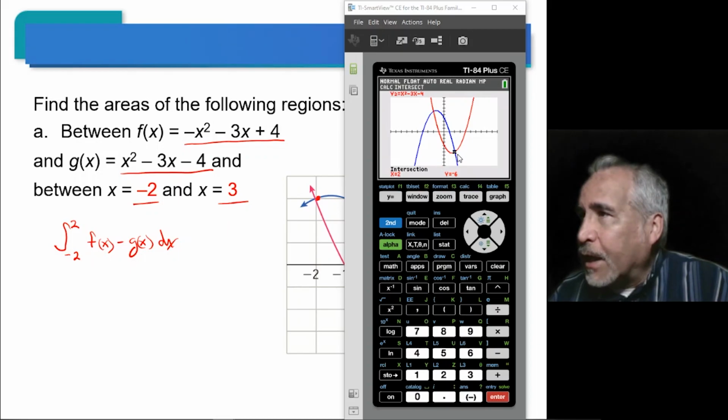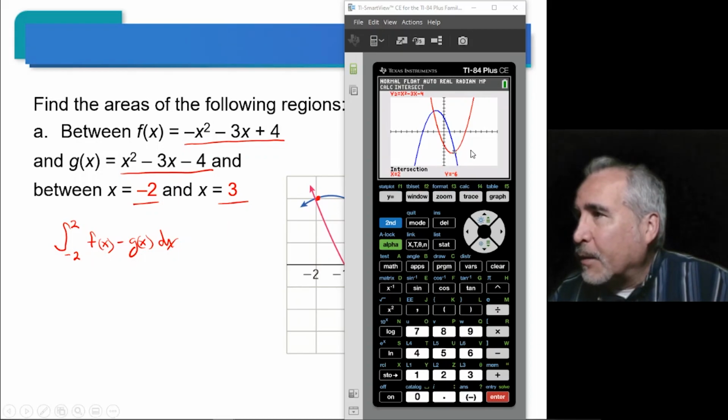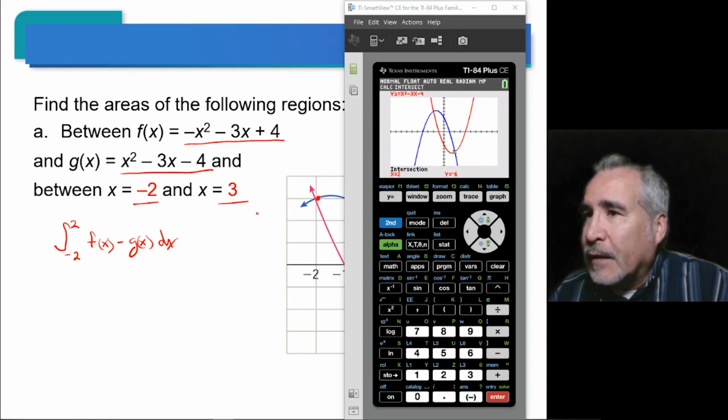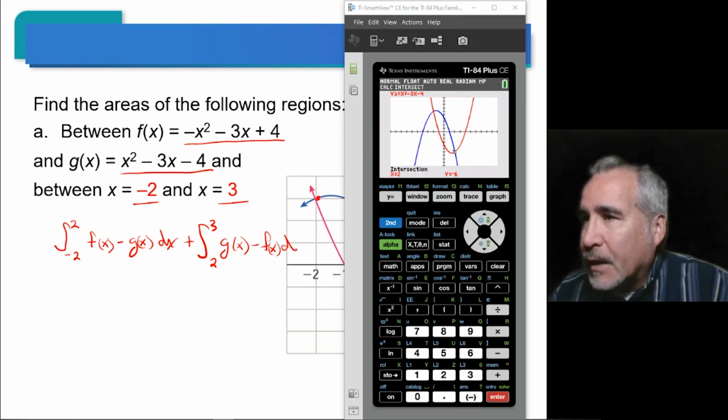And then after 2, we look. Well, we go to 3. We don't have another intersection, so we don't have to worry about that. It's kind of going to be open-ended. We're going to go with an integral from 2 to 3. And in this one, we're going to want g of x on top, and then we'll subtract off the f of x dx.